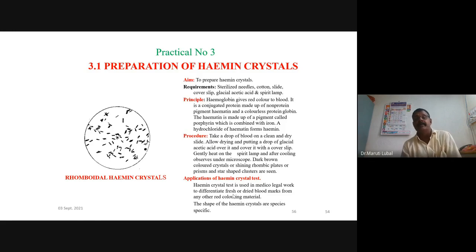The principle of this practical is hemoglobin gives red color to the blood. It is a conjugated protein made up of non-protein pigment hematin and colorless protein globin. The hematin is made up of pigments. That pigments are called as porphyrin, which is combined with the iron. A hydrochloride of hematin forms the hemin.